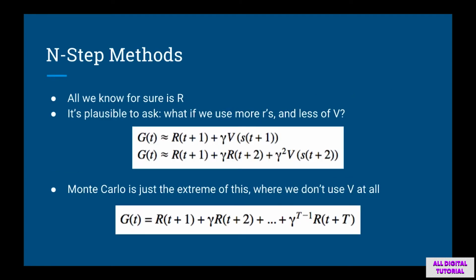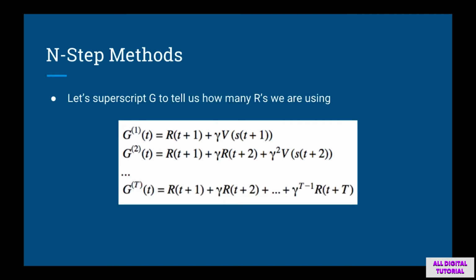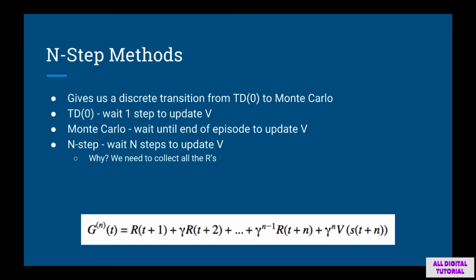So it's plausible then that if we use more r's and less of v, our estimate of g becomes more accurate. For example, instead of taking the first reward and then using v to estimate the rest, we can take the first reward and the reward after that, and then use the next v to estimate the rest. Remember that Monte Carlo is just the extreme of this, where we don't use v at all. Note that we can superscript g to tell us how many r's we're using. So you see how this gives us a sort of discrete transition from TD0 to Monte Carlo.